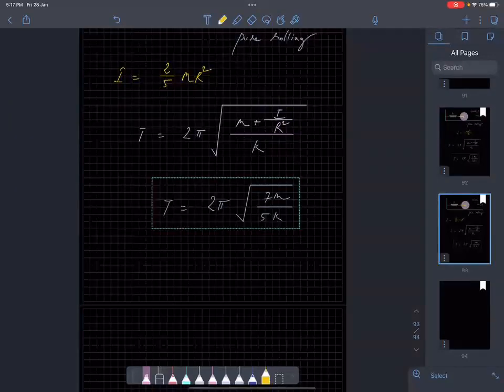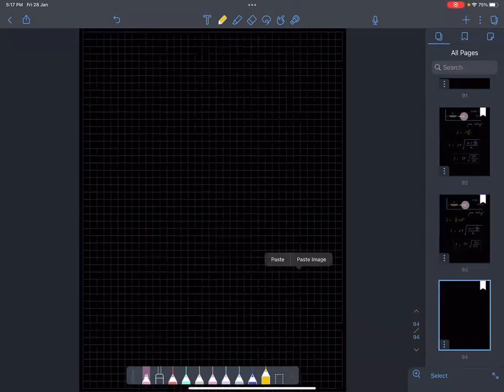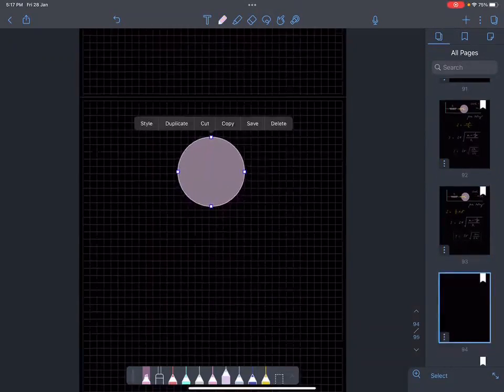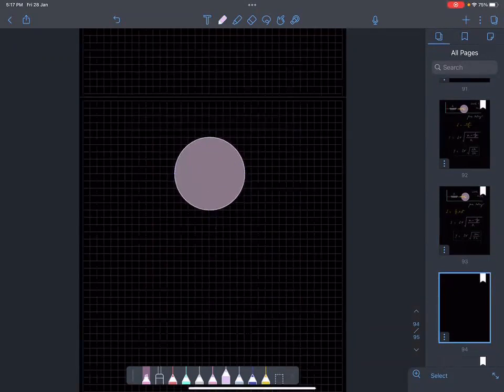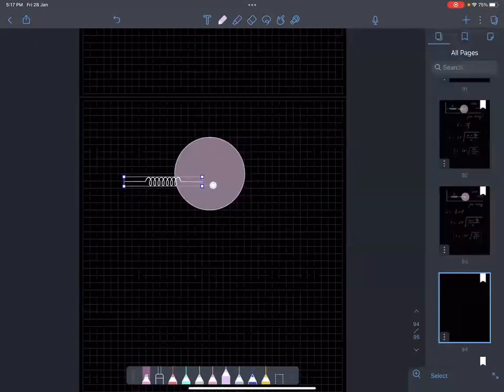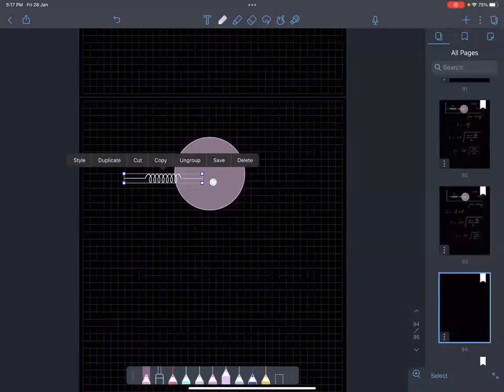Yes, sir. Agreed. Now I'll give you a problem which is a little bit complicated, so try to do it. I'll give you a disk. The moment of inertia for a disk about the principal axis is the same as the moment of inertia for a solid cylinder. So here one spring is attached at the top.